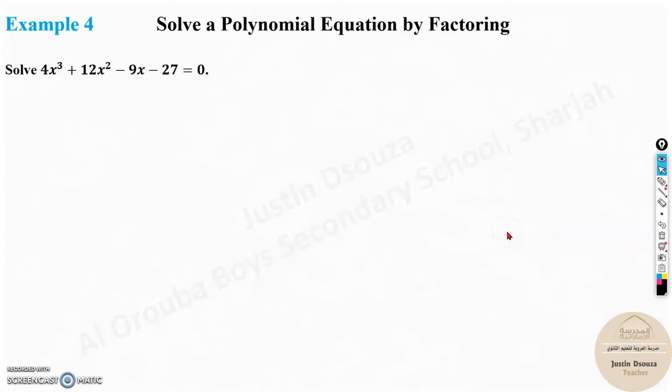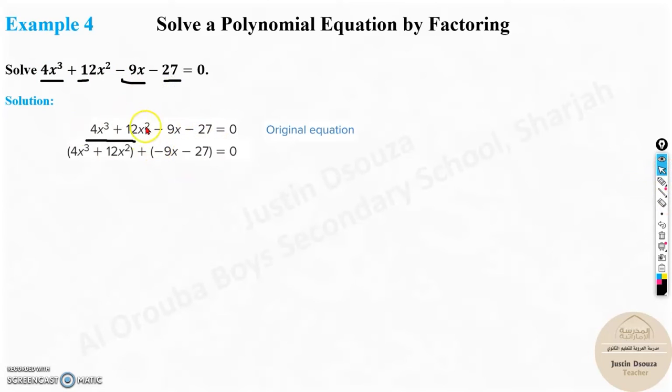Example 4 is to solve a polynomial equation by factoring. Now you can see they have asked you by factoring. If you have to write this problem out by factoring, you need to make two terms. It's very hard to directly factor out. So split these terms. You can see the numbers 4 and 12 have 4 common, and 3 and 27 have 9 common in it, 3 or 9.